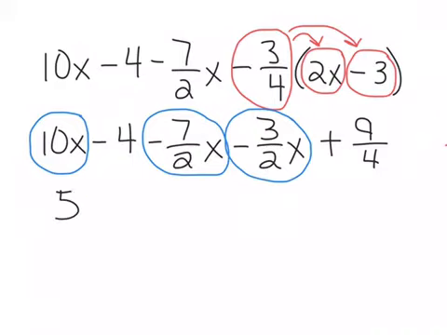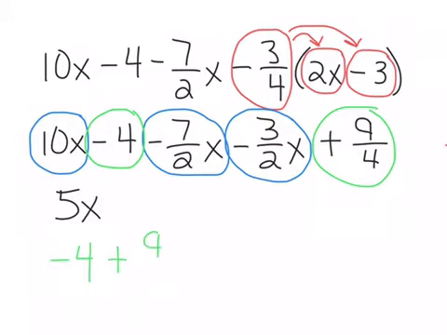So 5x. And then we also have a couple of things that you need to combine above. We have the negative 4 and the positive 9 over 4. So let's add that in down below. So we're going to have negative 4 plus 9 over 4.